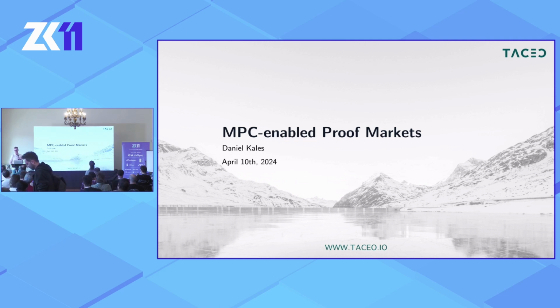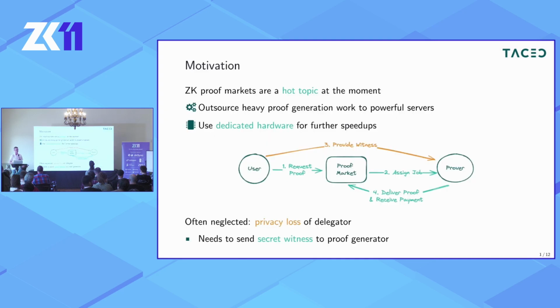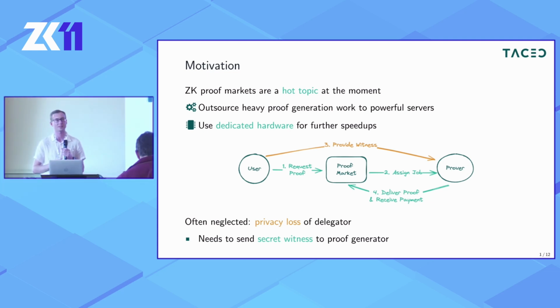The topic of MPC-enabled proof markets, going into the motivation. ZK proof markets are a very hot topic at the moment. You can, of course, outsource the heavy costs of proof generation to powerful servers, and an even hotter topic at the moment, use dedicated hardware to speed up the proof generation even further.